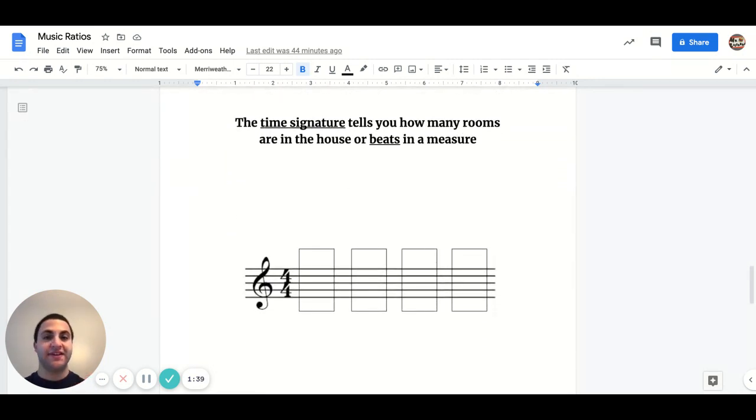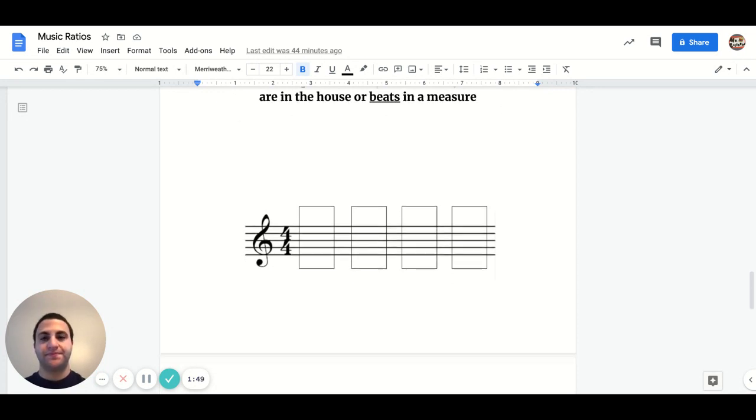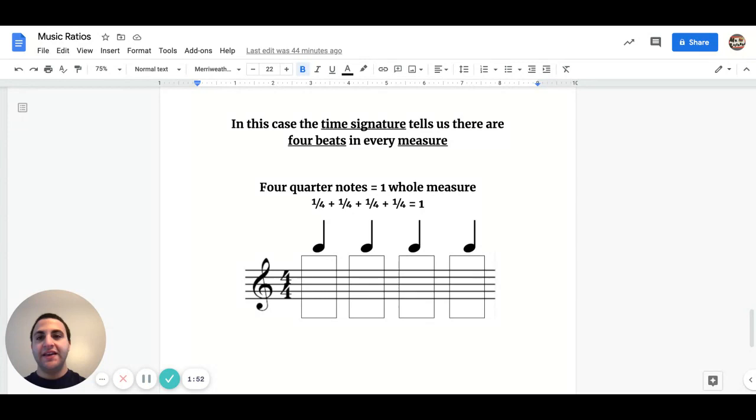And the time signature tells you how many rooms there are in the house or how many beats there are in every measure. In this case, the time signature tells us there are 4 beats in every measure.